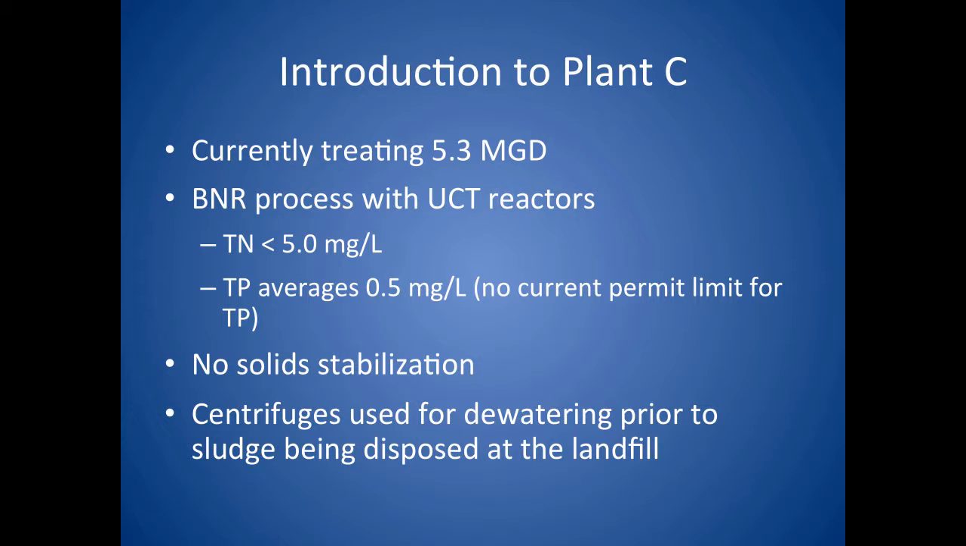The plant receives mostly domestic waste. It is currently treating 5.3 million gallons of wastewater per day. The UCT biological reactors meet the plant's discharge permit limits of less than 5 milligrams per liter of total nitrogen. The plant has no phosphorus limit, but the average effluent total phosphorus is 0.5 milligrams per liter. Centrifuges are used to dewater the undigested sludge prior to landfill disposal.